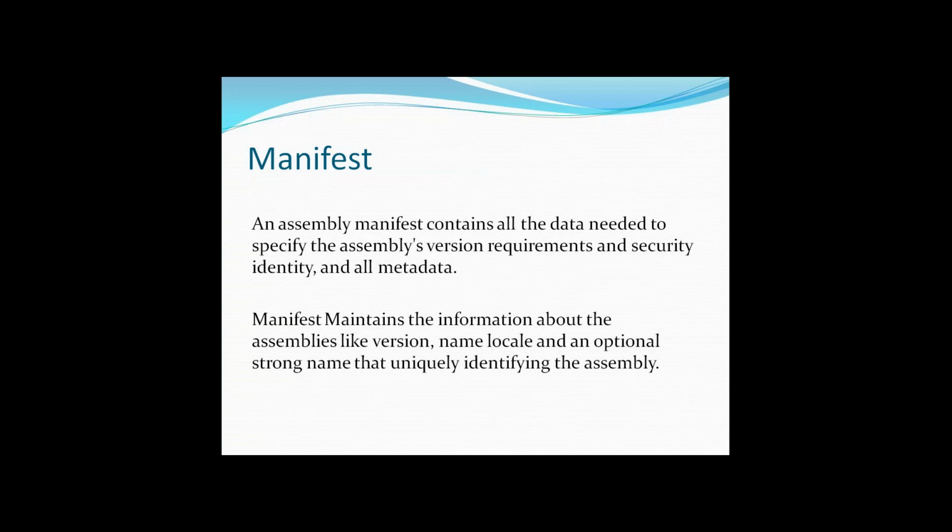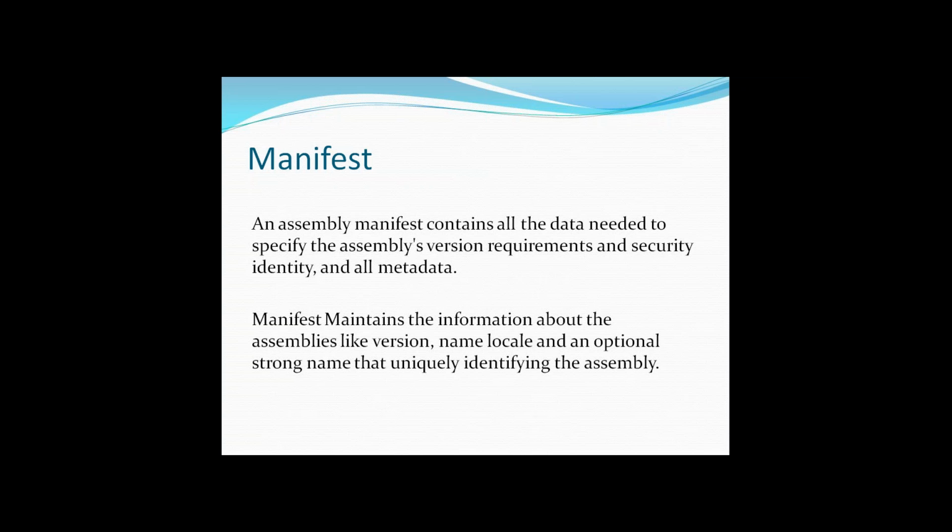So let me quickly explain what the manifest means. For example, think that you have created an assembly, which is a file again like your exe or dll, and you have one other assembly created with the same name. Then there should be something which differentiates between both the assemblies in terms of demographic details, like when it has been created, what is the name of it, and what is the version of it.